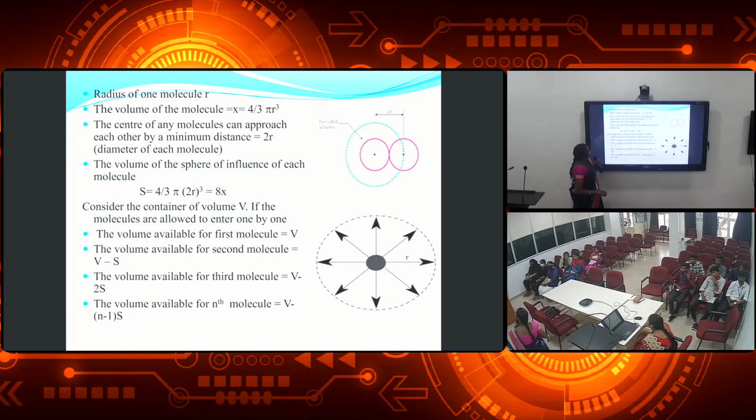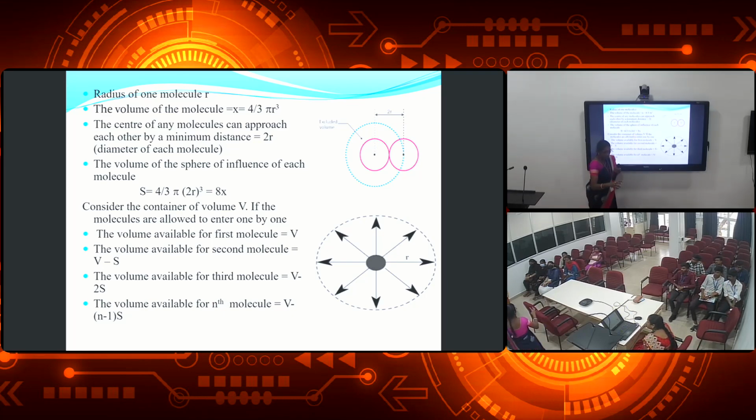We already know the radius of one molecule. It should be r. What is the volume of the gas molecule? Yes, 4 by 3 into pi r cube. This volume of the molecule is taken as x. x is equal to 4 by 3 into pi r cube.